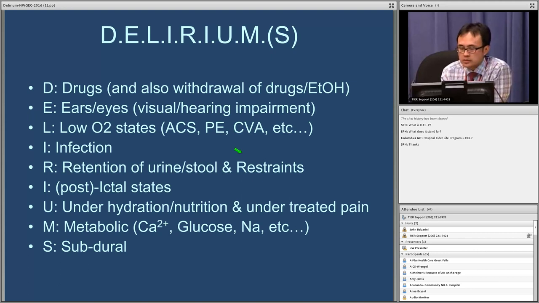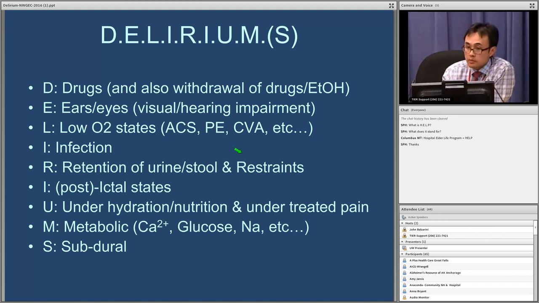I stands for infection: pneumonia, urinary source as well, and particularly if a person comes from an adult family home or from a nursing home, you want to do a nice thorough skin exam looking for pressure ulcers as another sign of a possible source of infection. R standing for retention of not only urine but also stool, and also restraints. I standing for post-ictal states, so maybe they had a seizure and now it's after their seizure that they're having confusion. The U stands for a hodgepodge of things under nutrition and hydration. So not getting enough food and not getting enough water. And undertreated pain as well as being a possible cause.